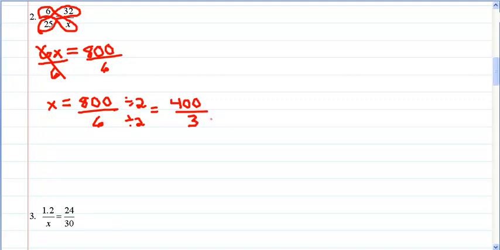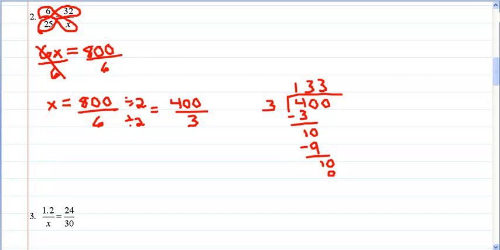So 400 over 3 is the answer as an improper fraction, but the directions ask us to write it as a mixed number. So I'm going to take 3 and divide it into 400. And I'm just going through long division. And since I have a remainder left of 1, I can write my answer as x is equal to 133 1/3.